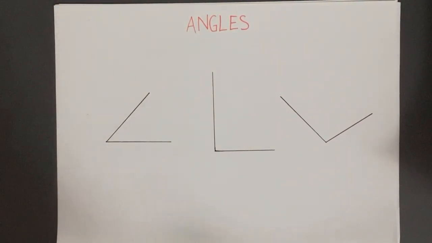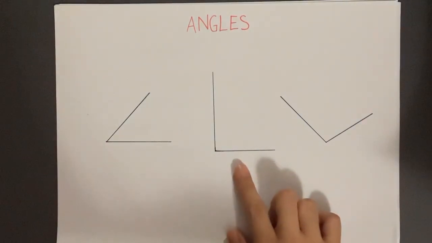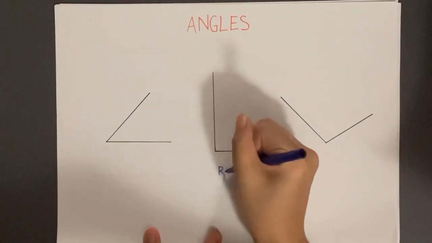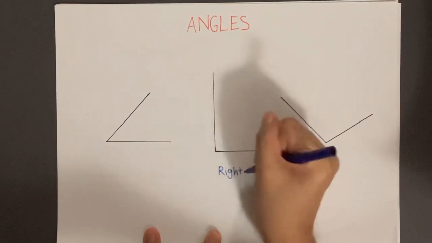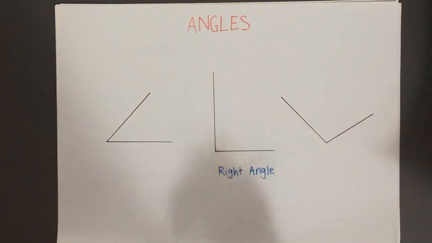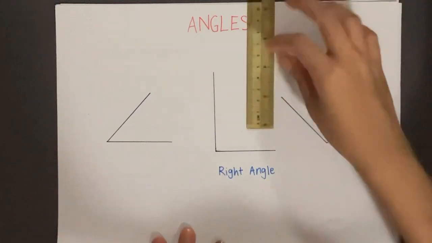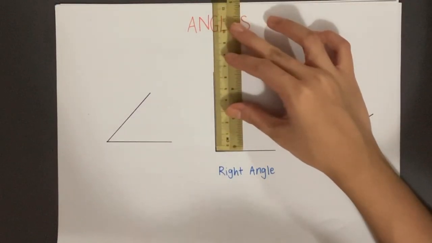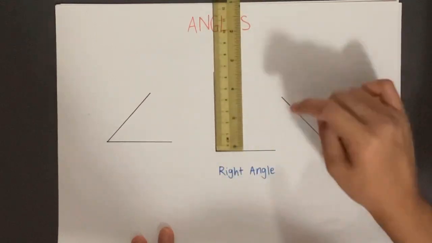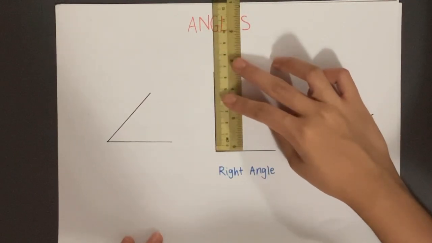Okay, so first, let's look at the one in the middle. The one in the middle is called a right angle. So how do we know what a right angle is? A right angle is the kind of angle that we can get when we use our ruler. If I put my ruler here, I can see that both lines lie on the sides of my ruler. So this forms a right angle.